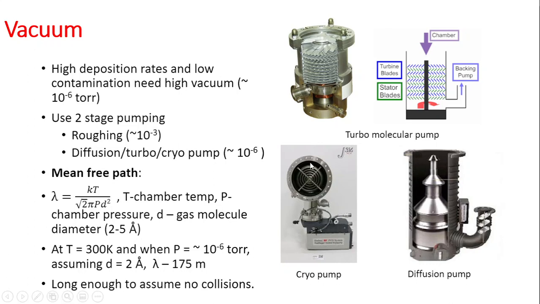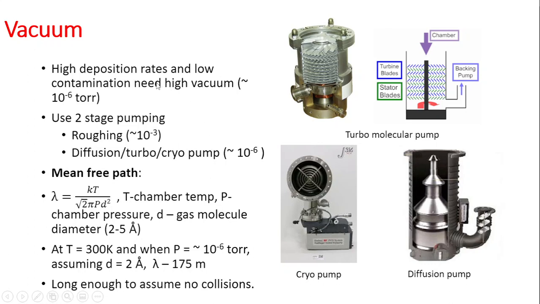So as I mentioned before, you have multiple stages of pumping inside a PVD, and typically for thermal evaporation the pressure you require is around 10^-6 torr, and this usually uses two stages of pumping. First you have a roughing pump which pumps down to around 10^-3 torr, and then you use a diffusion pump, turbo pump or cryo pump in order to reduce the pressure further down to 10^-6 torr.